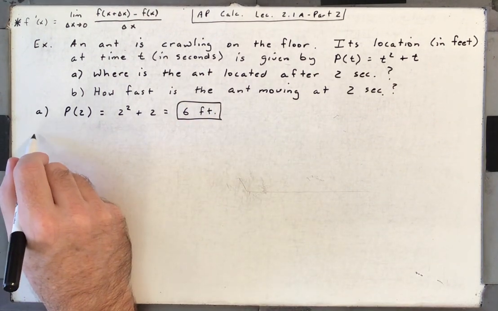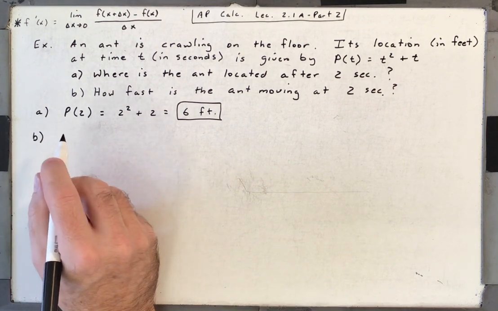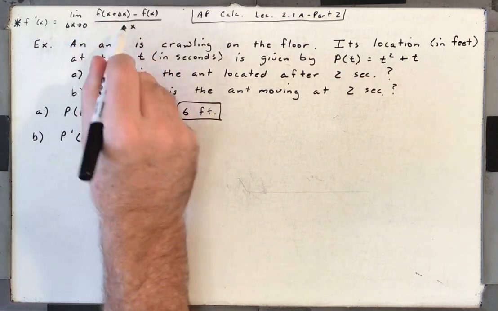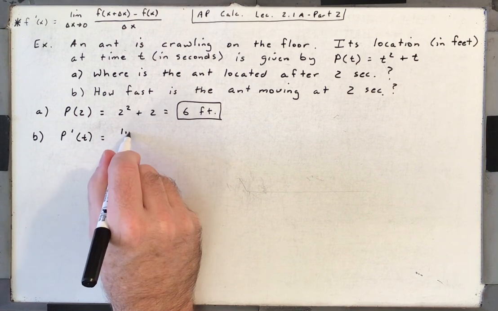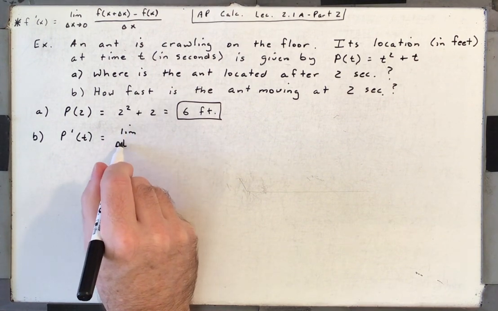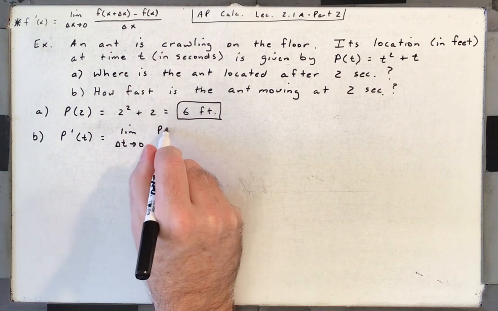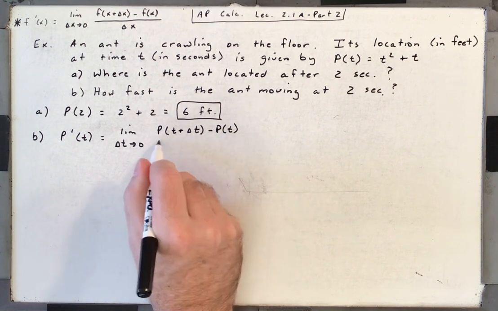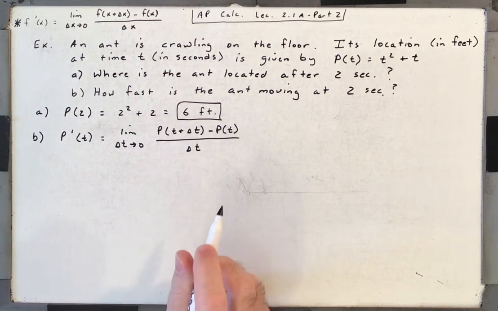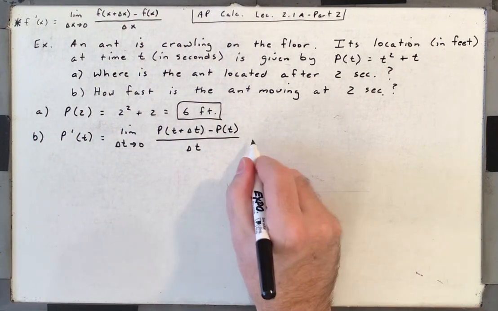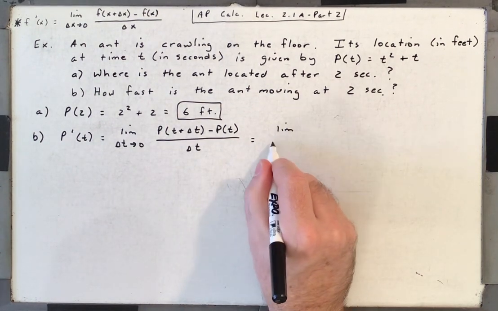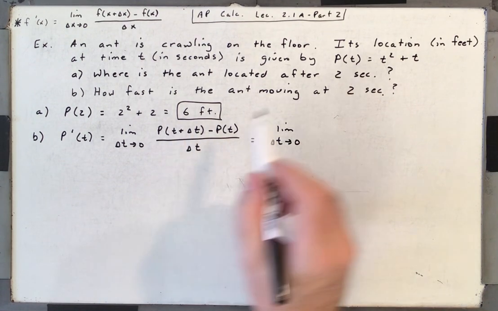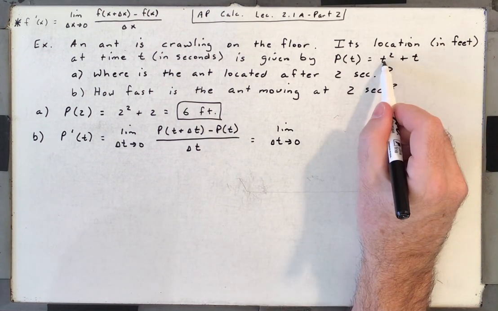Part B, though, we have to go through the process of taking the derivative. So P prime of t, I'm just going to rewrite this equation with p's and t's, is equal to the limit as delta t approaches 0 of P of t plus delta t minus P of t over delta t. And I've got to fill that in. Well, that's equal to the limit as delta t approaches 0. Well, what is P of t plus delta t? Right up here, look, anywhere there's a t, you put t plus delta t.